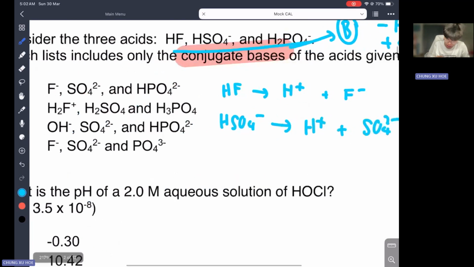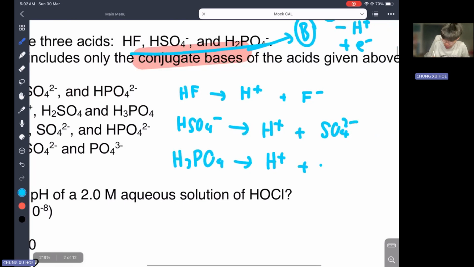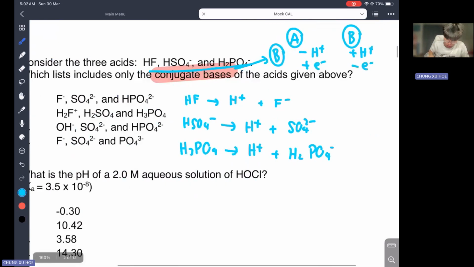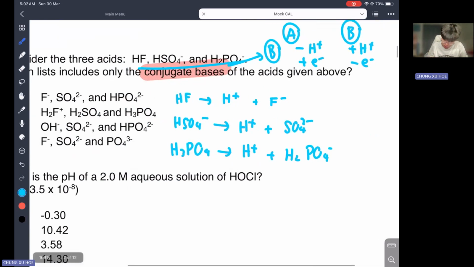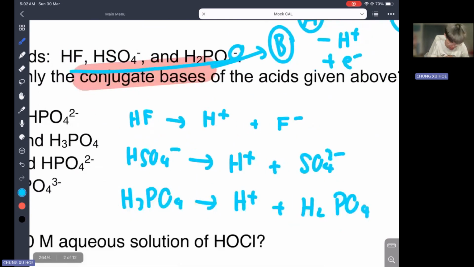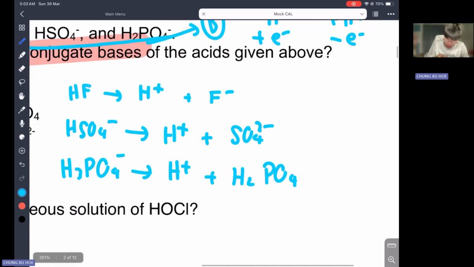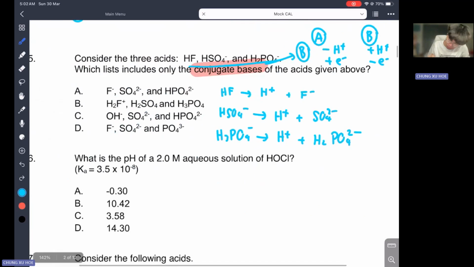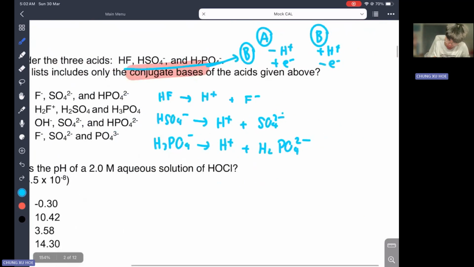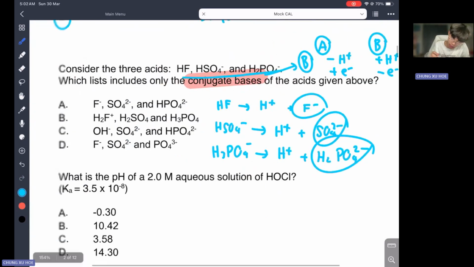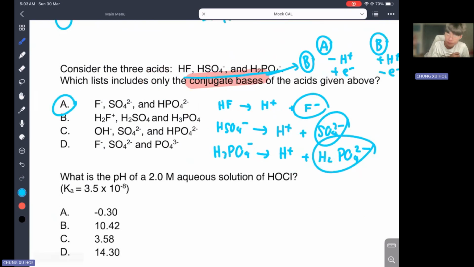Okay. Next, H3PO4. Lose 1 hydrogen ion, you get H2PO4 minus. Wait, H3, oh, no wonder it looked odd. Sorry, I forgot to put the minus here. So you lose 1 hydrogen, you gain 1 electron. So here you're going to be 2 minus because here already got 1 minus. Sorry, mistakes. So this is my conjugate base. This is my conjugate base. This is also my conjugate base. So the answer will be, let's find it, A. Good.